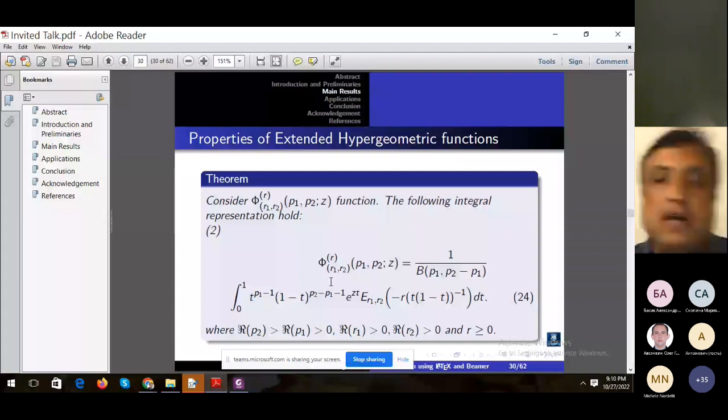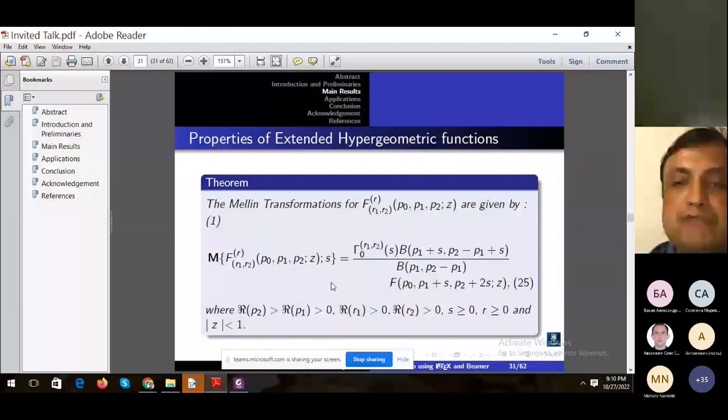So now we have discussed the Mellin transform for the extended Gauss hypergeometric function, which is given by equation number 25. If we operate the Mellin transform on the extended Gauss hypergeometric function, then the right hand side becomes in terms of the gamma function, beta function, denominator is beta function, and product of Gauss hypergeometric function. And this relation holds true for the given convergence conditions.